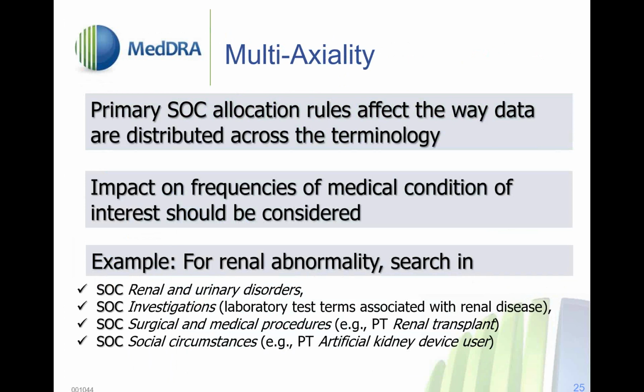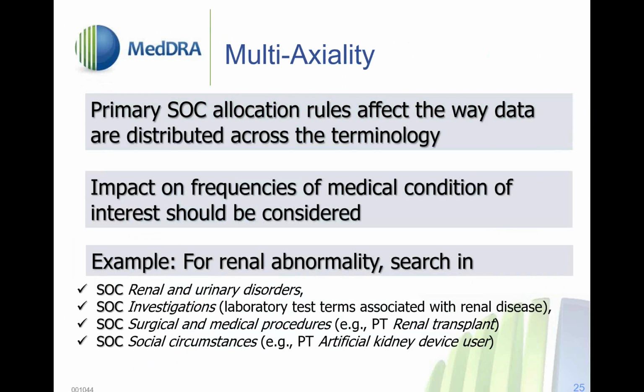So again, going back to that cardiac neuropathy. The cardiac neuropathy, because it's a type of neuropathy, was linked primarily to the nervous system disorders. But if you're interested in cardiac disorders for your particular product and you just look at the primary system organ class, you're going to miss that from the cardiac disorders SOC, unless you look at the secondary links. So we're going to give examples as we progress.